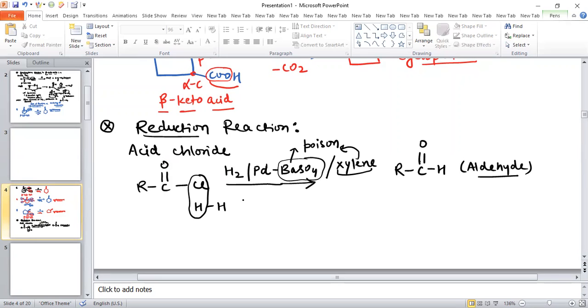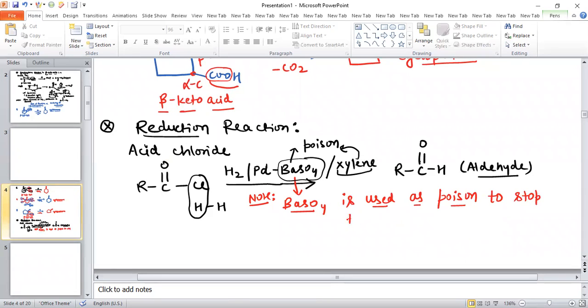Why is this barium sulfate used? Note this point. This barium sulfate is used as poison to stop the reaction at aldehyde. Therefore, this barium sulfate is used as poison to stop the reaction at aldehyde only.